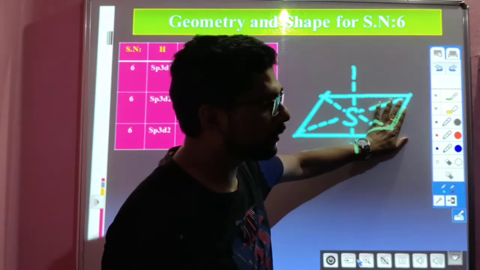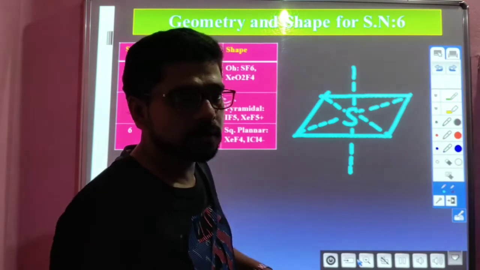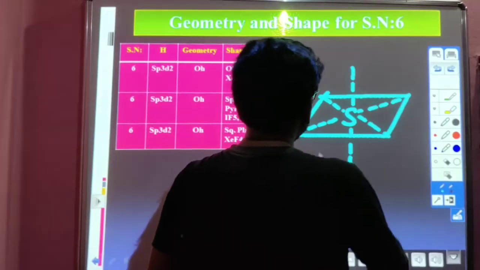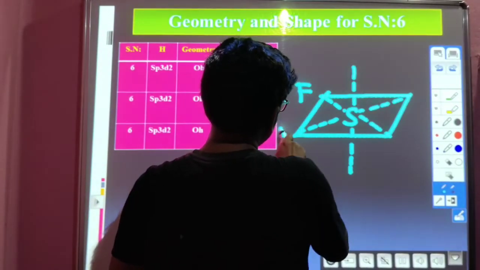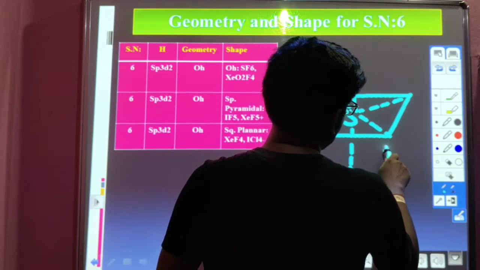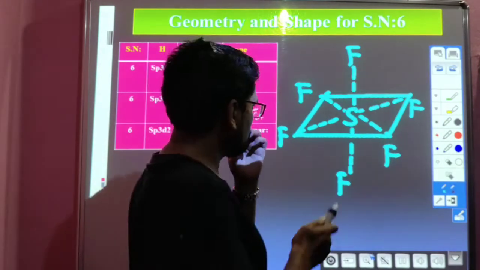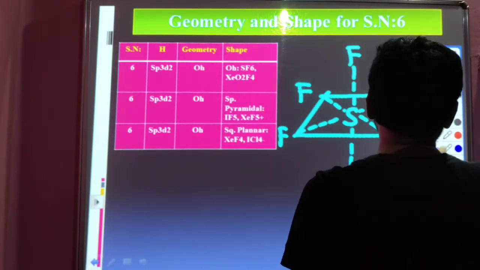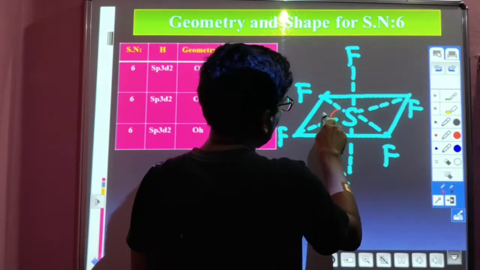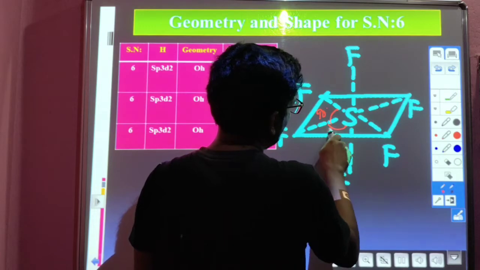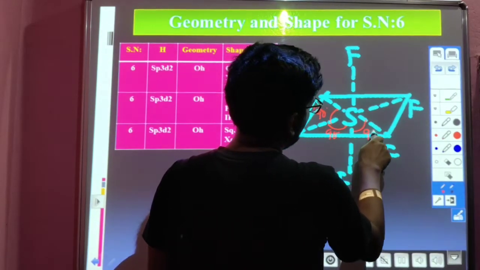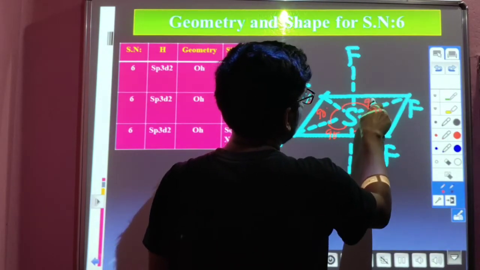So this is on the plane. This is above, and this is below. Put 6 F: 1, 2, 3, 4, 5, 6. Let me show you the angle. This angle is 90, this angle is 90, this angle is 90.